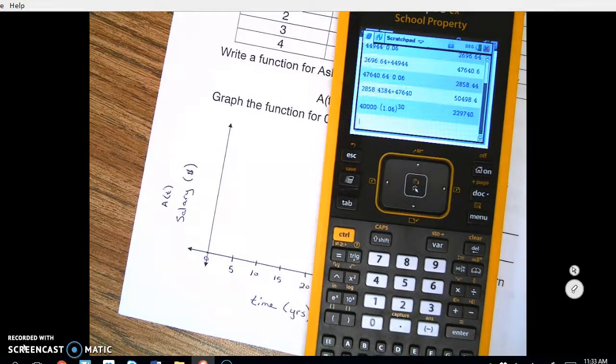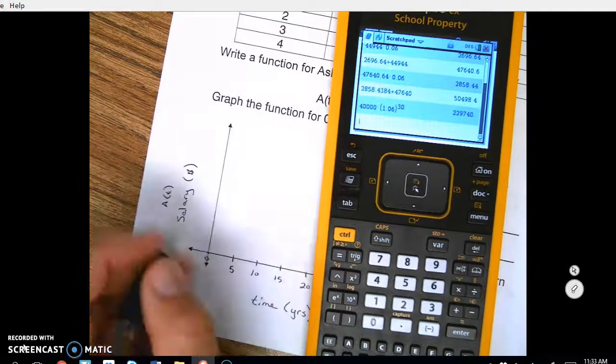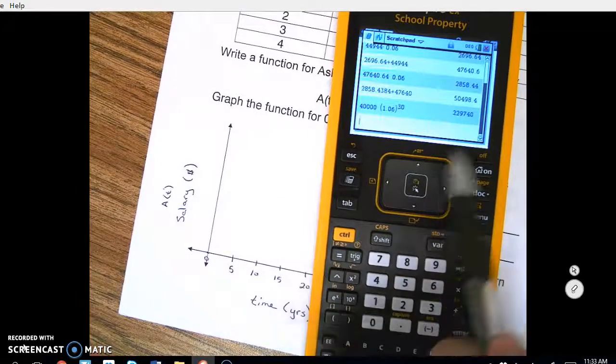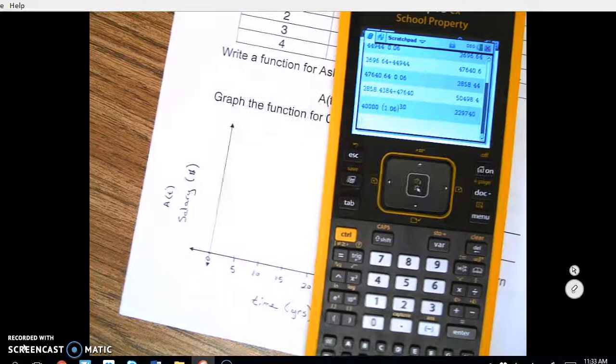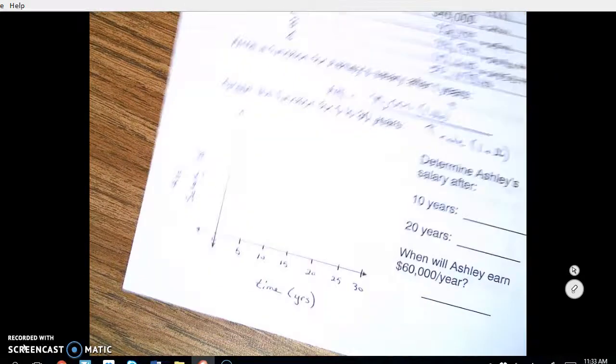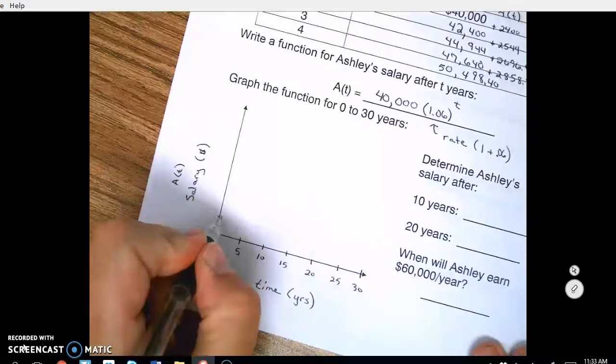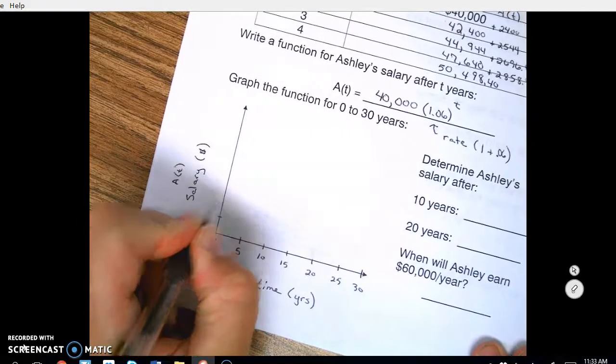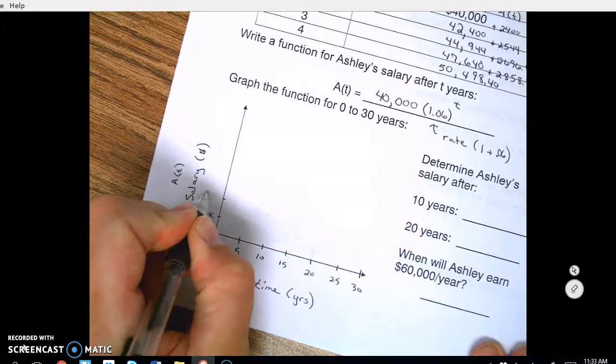Ooh, $229,740. Now, I would like a job like that. That is quite a nice pay after 30 years of work. Wow, I wish my salary was like that. So we're going to go from 40,000 all the way to 230,000. So let's see. I think I'm going to go ahead and go by 50,000. 50K. Remember, K means 1,000.